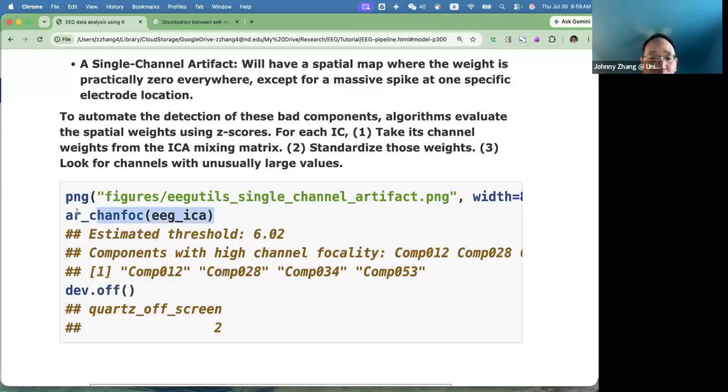In R, we can directly do this detection using this function. It will give you the components that are loaded mainly on a single channel. Okay. So we identify four of them.